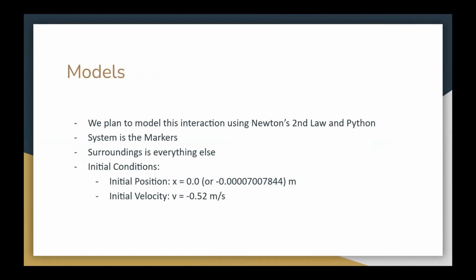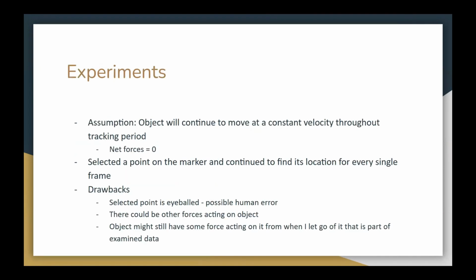All right, and so for this experiment, we are going to be modeling it using Newton's second law and Python. Our system in this experiment shall be the marker, or the object in motion, and our surroundings will be everything else. Our initial conditions are that the initial position of our marker will be at x equal to 0 meters, and our initial velocity of the marker shall be negative 0.52 meters per second. And so our assumptions for this experiment are that the object will continue to move at a constant velocity throughout the period we are choosing to track this object, because the net force on the object is obviously 0.